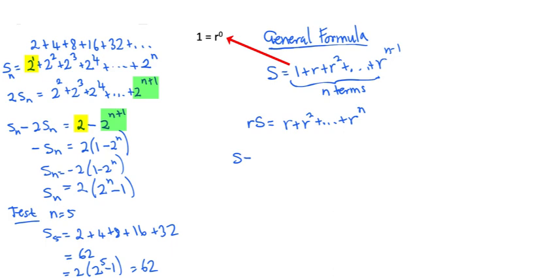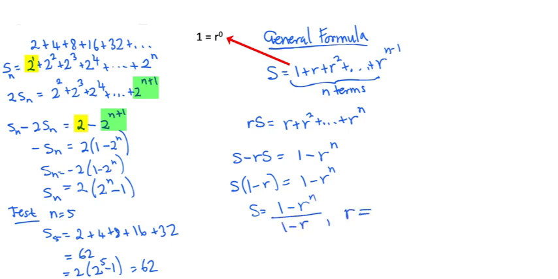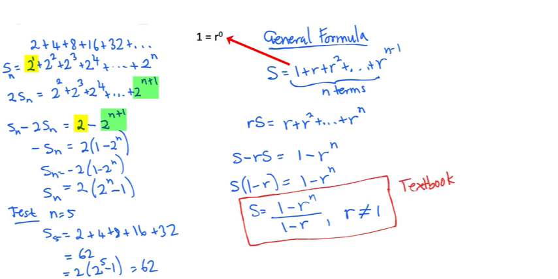On the right hand side, once again, all the middle terms cancel out, and we are left with 1 minus r to the power of n. Factoring the left hand side by taking the S out and then dividing and solving for S, we get S is equal to 1 minus r to the power of n divided by 1 minus r, where r cannot be equal to 1, because then we would have a 0 in the denominator, and we cannot divide by 0. This is how the general formula is normally shown in textbooks.